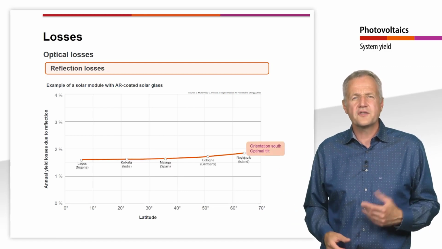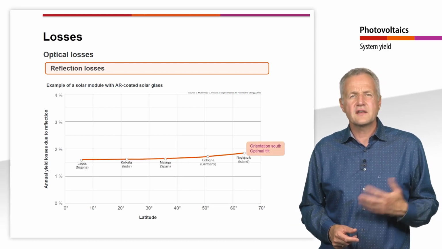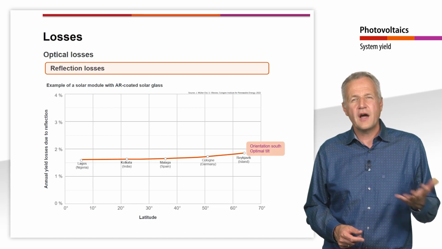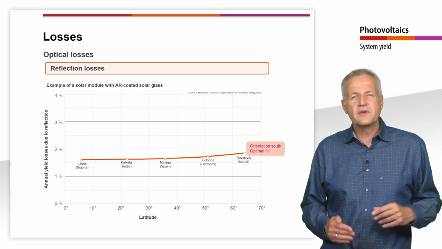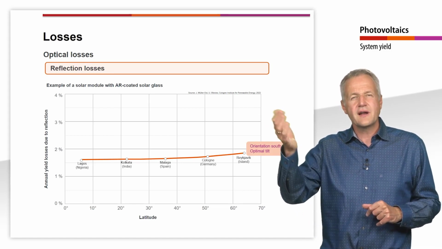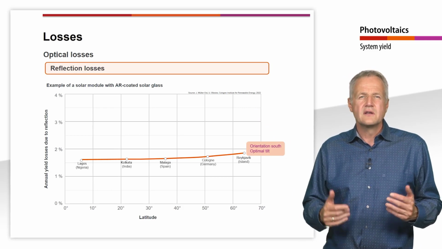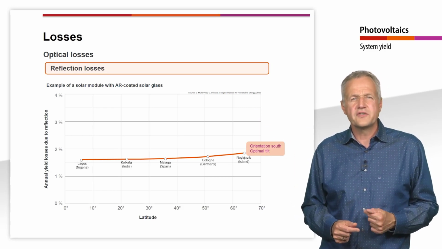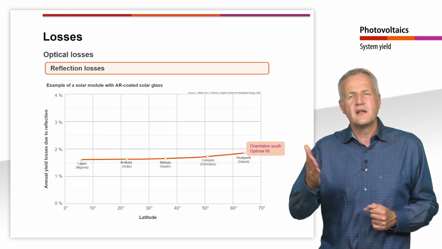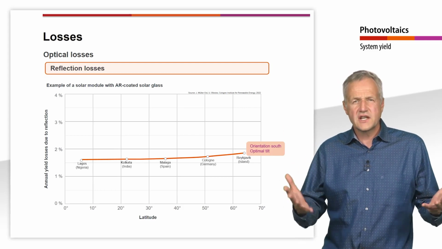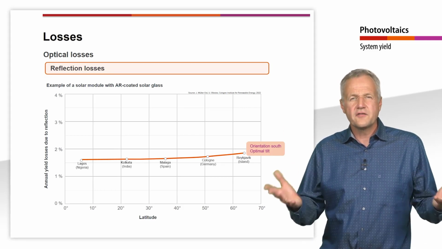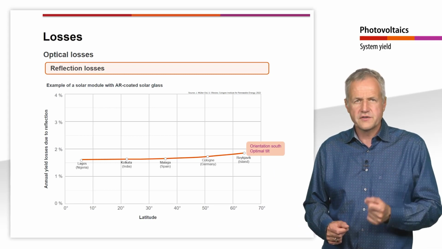The annual losses for the glass chosen as an example here are between 1.5 and 2% and increase slightly with increasing latitude. This is due to the fact that the position of the sun at high latitude is undergoing seasonal changes and high angles of incidence are thus more frequent.